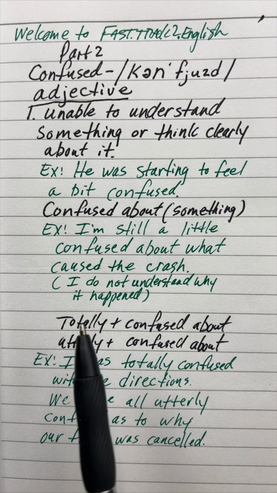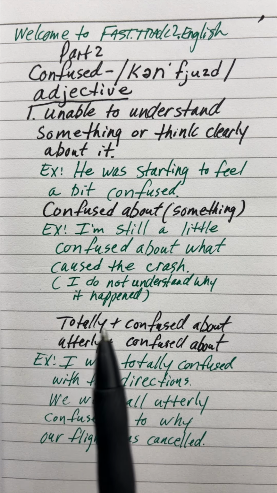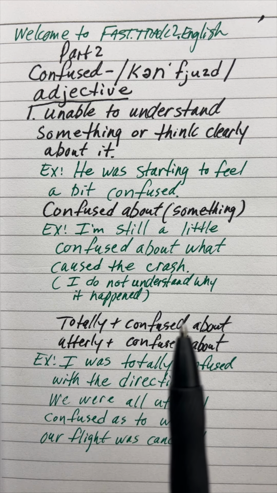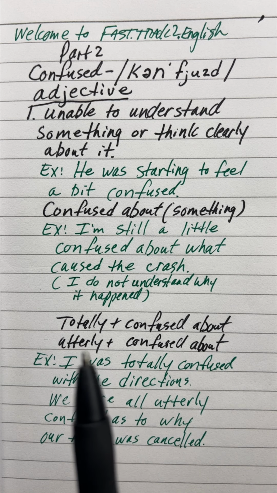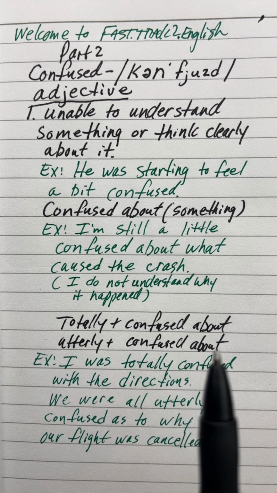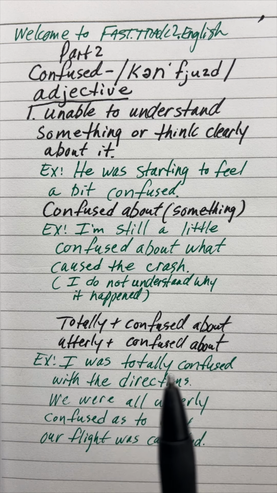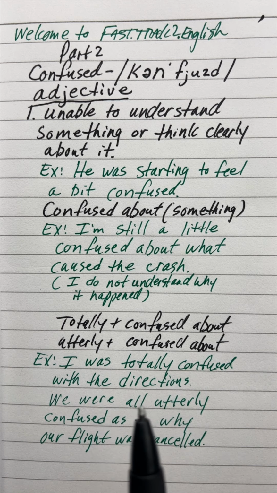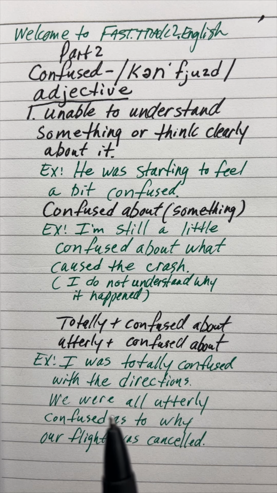Now, we also have collocations. Totally confused sort of adds emphasis. Totally confused about something. Utterly confused about something. For example, I was totally confused with the directions. We were all utterly confused as to why our flight was canceled.